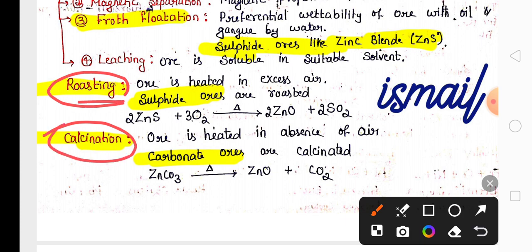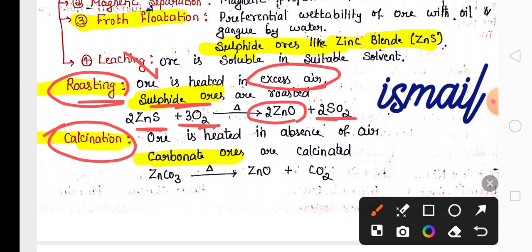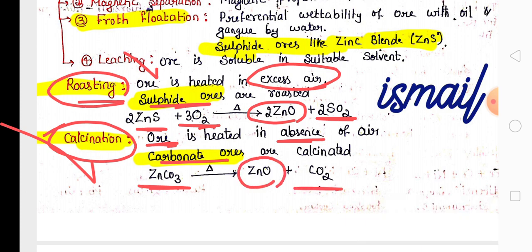In roasting there is a heating of ore in the presence of excess of air, and roasting is suitable for sulfide ore. When they are heated in the presence of air, it converts to its oxide form by the release of sulfur dioxide gas. In calcination, ore is heated in the absence of air. It is preferable for carbonate ores like calamine. When you heat, it converts to zinc oxide with the release of carbon dioxide gas.